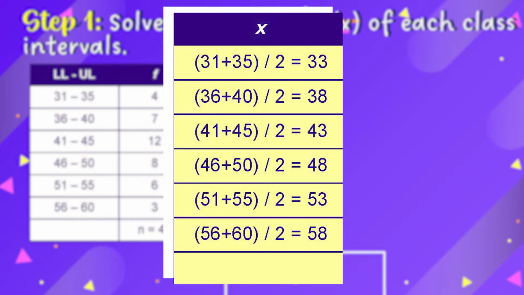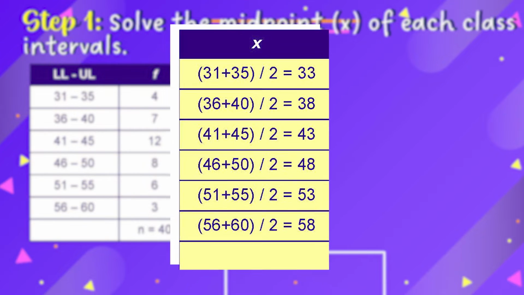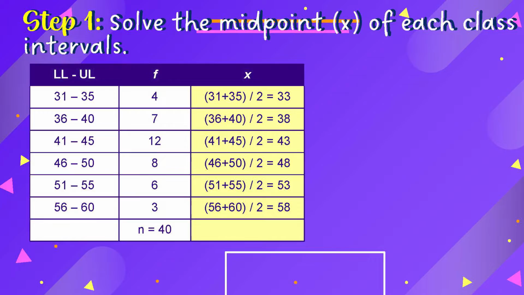36 plus 40 equals 76, divided by 2, so our midpoint is 38. 41 plus 45 equals 86, divided by 2, and our midpoint here is 43, and so on and so forth. So that's how to solve for the midpoint of each class interval.